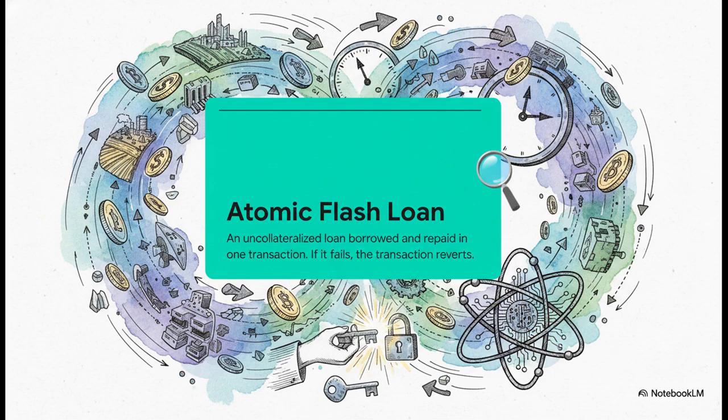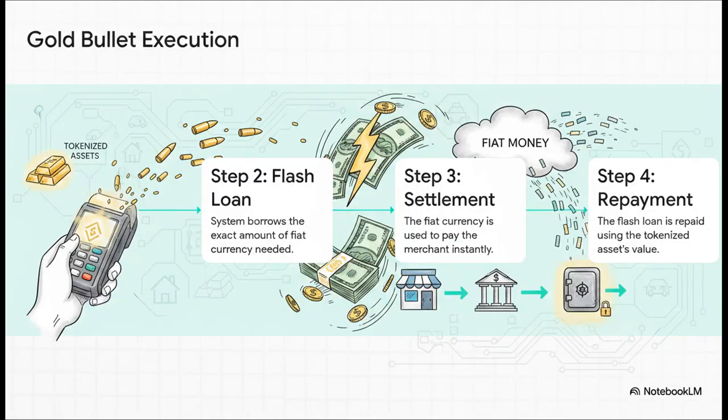No harm, no foul. So here's how that gold bullet works in the real world. You swipe your card to make a payment. In the background, a flash loan instantly borrows the US dollars needed to pay the bill. The bank gets its money and the debt is satisfied. And then, in that same instant, the loan is completely repaid using the internal value of your tokenized asset. The whole thing happens in the blink of an eye, settling a real-world debt in about 12 seconds.